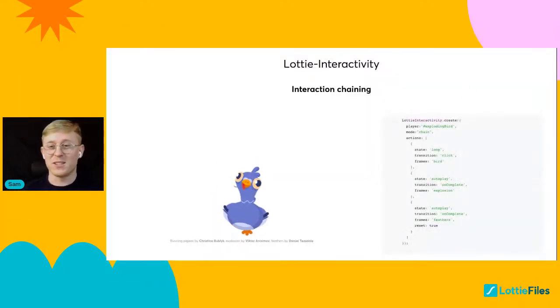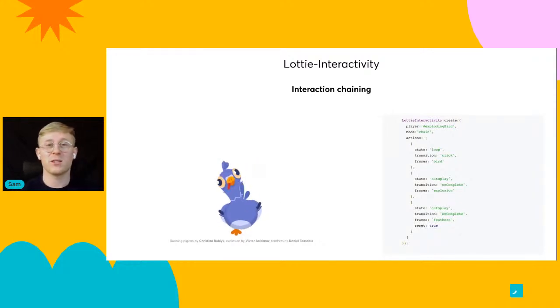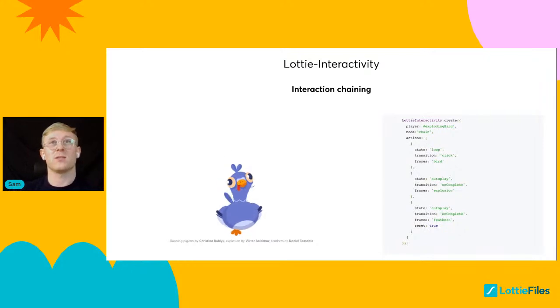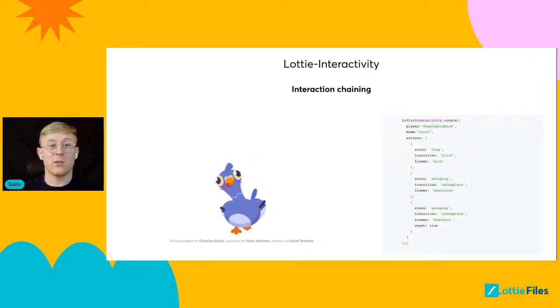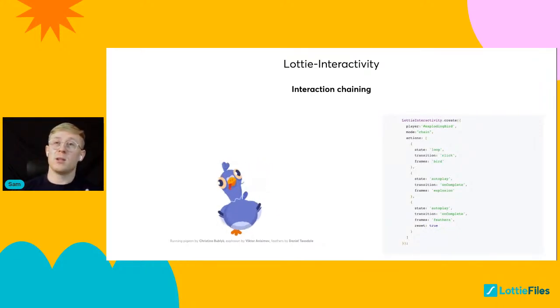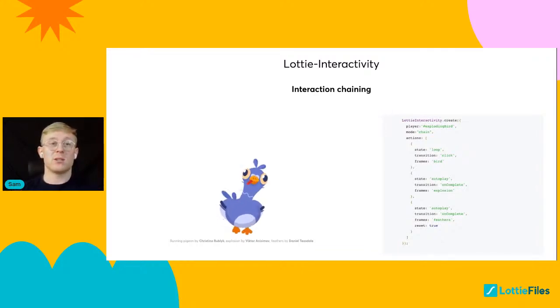So, hello, everyone. I'm really excited today to share with you the new features we've been working on with the Lottie-interactivity library, which we're calling interaction chaining. Interaction chaining is a way to create interactive scenarios, which will allow you to sequence Lottie animations one after the other and go between these Lottie animations depending on a bunch of different interactions that can happen.